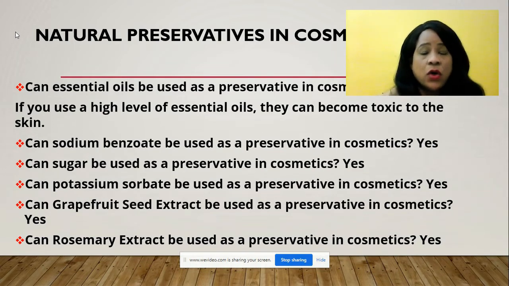Yes. Now notice question number one, I asked, can essential oils be used as a preservative in cosmetics? And I did say yes. But keep in mind, in some products, you would have to use very high levels of essential oils to make it act as a preservative. If you use a high level of essential oils, in some cases, they can become toxic to the skin.